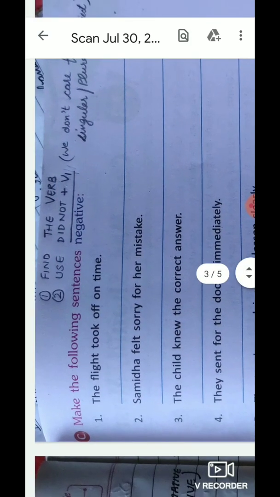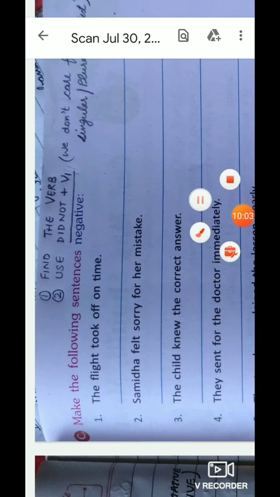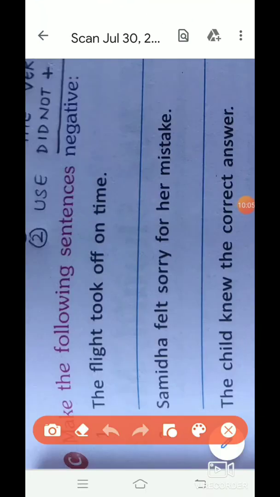So page 65, question C, part 1. The flight took off on time. First step is to identify the verb, and here the verb is took off. Combined it is took off, and took first form is take. So the answer will be the flight.